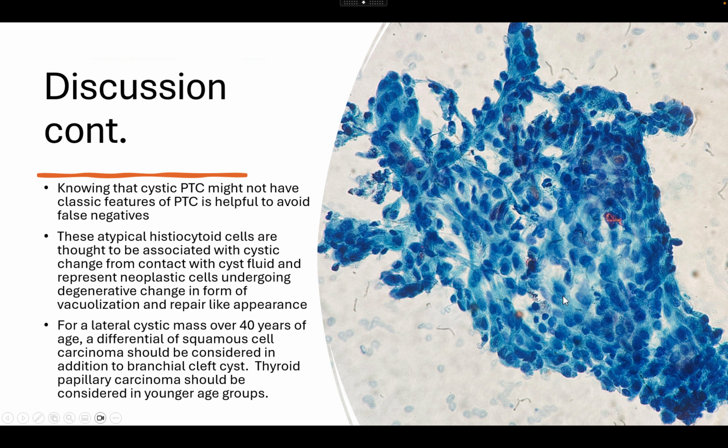For a lateral cystic mass over 40 years of age, a differential of squamous cell carcinoma should be considered in addition to branchial cleft cyst, and thyroid papillary carcinoma should be considered in younger age groups. Like our patient, who was 23, healthy, no other issues.